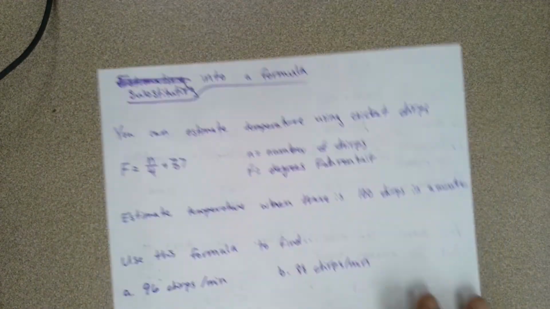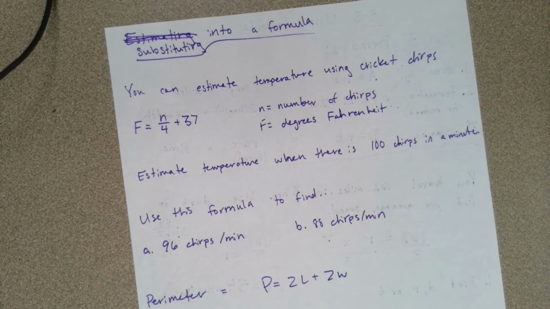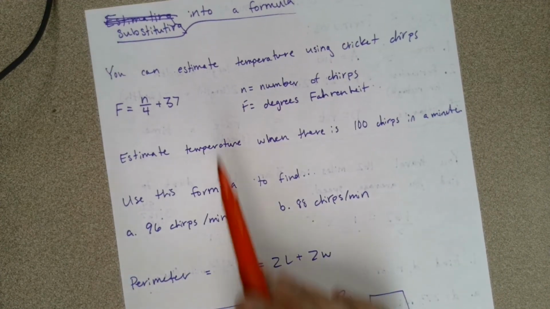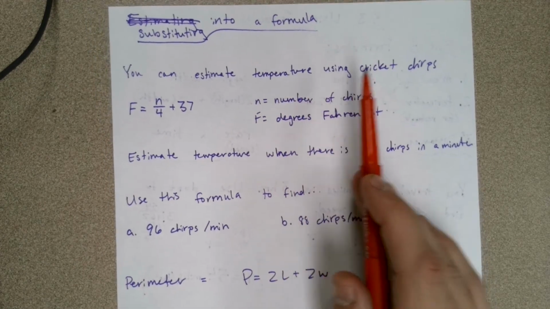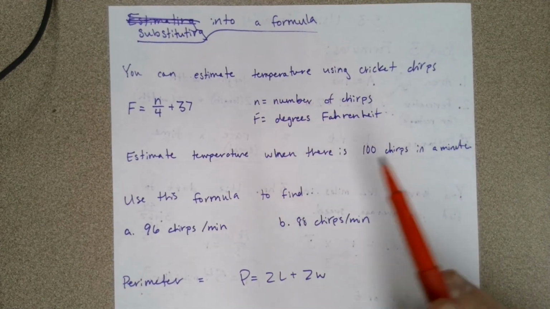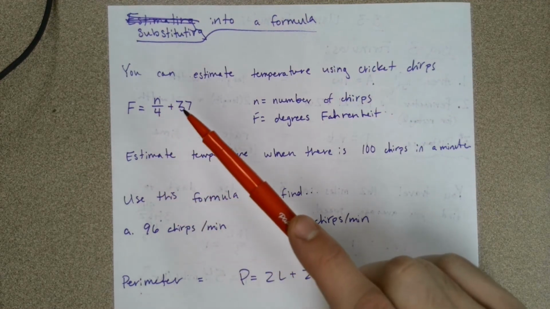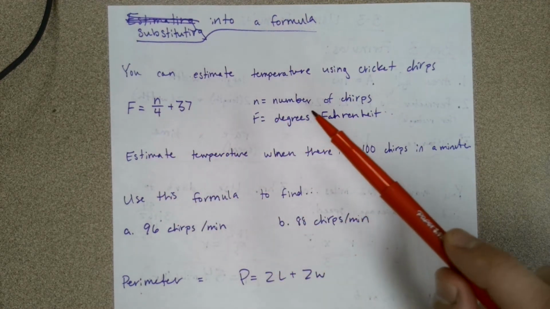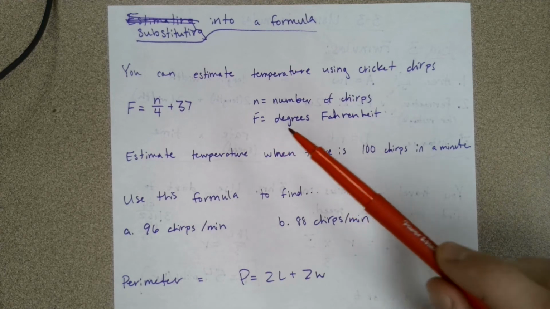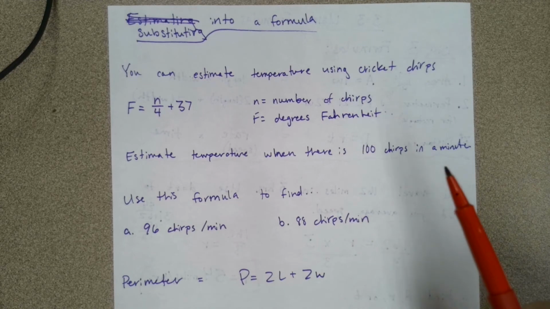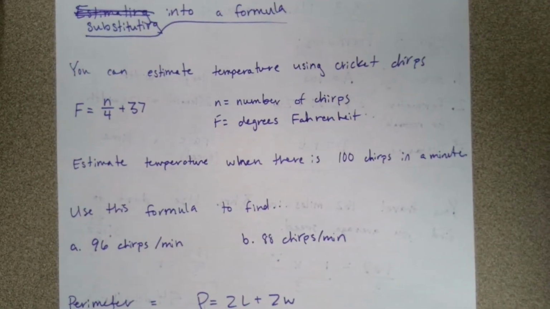Going on to the back side here, we're doing a little bit more with formulas. It shouldn't take too long. We're substituting into a formula. They tell us you can estimate temperature using cricket chirps. What? Cricket chirps. That's right. They give us a formula here. They have F equals N divided by 4 plus 37. N is the number of chirps. F is degrees Fahrenheit. They tell us to estimate temperature when there is 100 chirps in a minute.